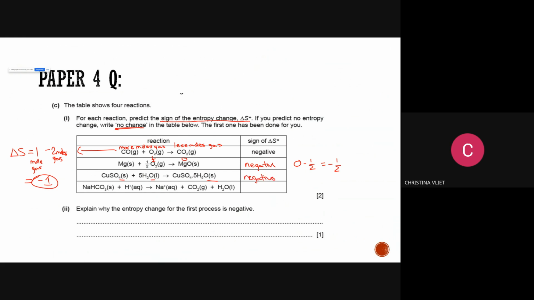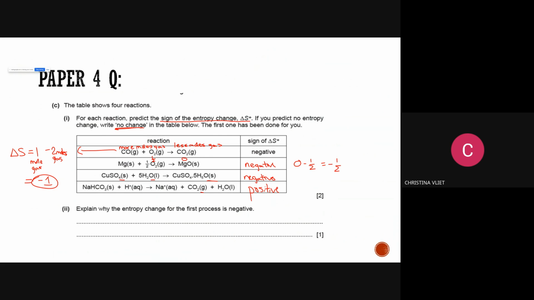And then the last one here. Solid and aqueous to aqueous, gas, and liquid. Definite increase in entropy. And so we would say here the sign is positive.